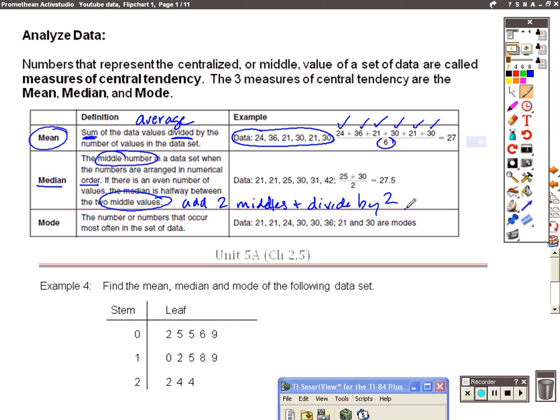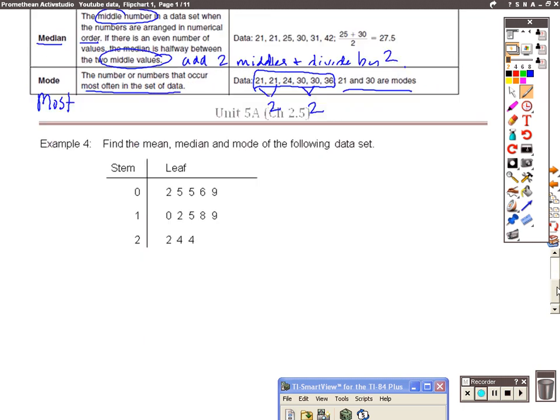The mode is an easy one to remember because mode sounds like the word most, and it is the number that occurs most often in the data. So if you have a set of data like we do here, all you're doing is by inspection, looking at the data, and trying to figure out what number occurs most often. Now in this data you can see that 21 occurs twice, 30 occurs twice, so there are 2 modes. There can be more than one mode if 2 numbers occur the same amount of times and they occur the most often.